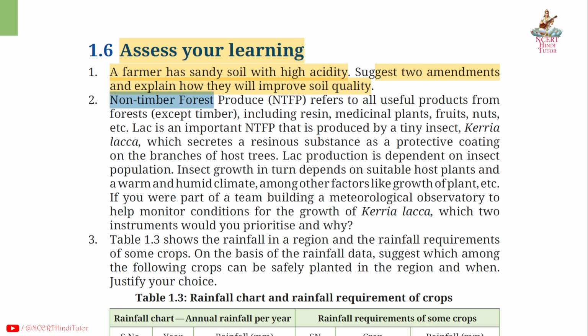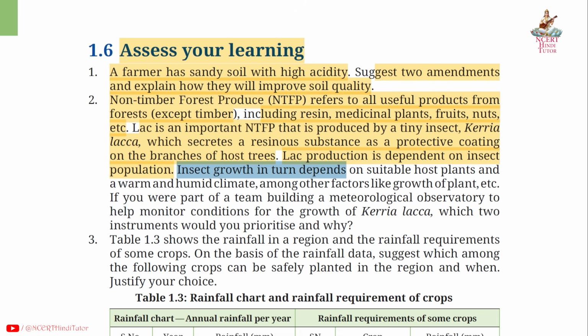Question 2. Non-timber forest produce (NTFP) refers to all useful products from forest except timber, including resin, medicinal plants, fruits, nuts, etc. Lac is an important NTFP that is produced by a tiny insect, Kerria lacca, which secretes a resinous substance as a protective coating on the branches of host trees. Lac production is dependent on insect population.